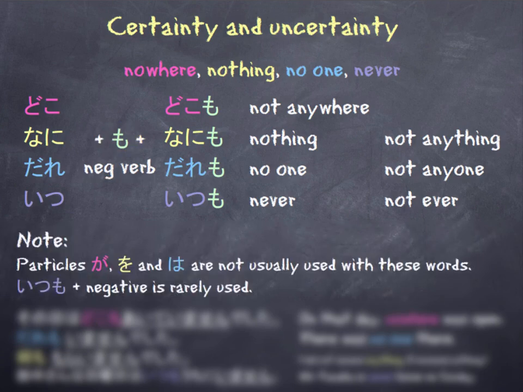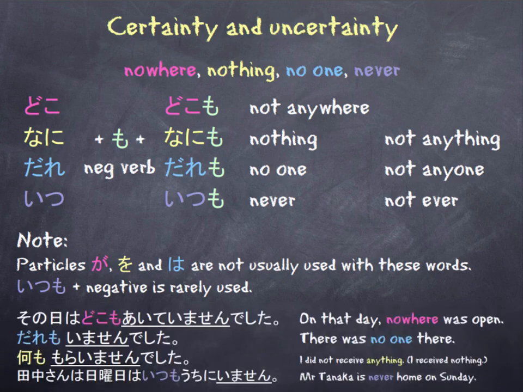Now again, please note that the particles ga, wo, and wa are not usually used with these words, and itsumo plus a negative is rarely used. So for example, on that day, nowhere was open. Sono hi wa doko mo aite imasen deshita. And our second example, there was no one there. Dare mo imasen deshita.